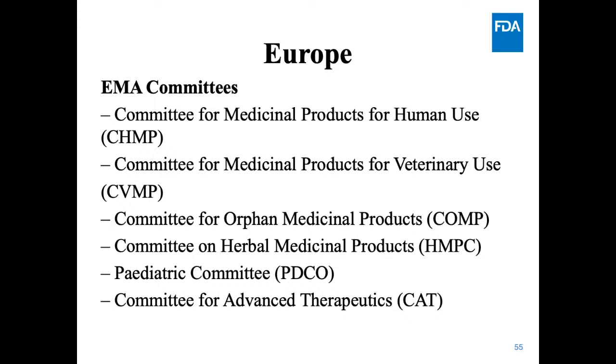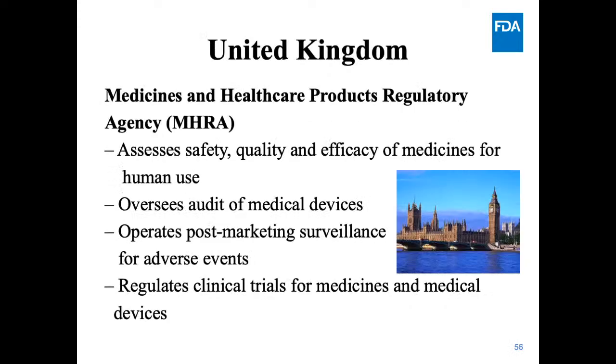CAT. In the United Kingdom, there is the Medicines and Healthcare products Regulatory Agency, MHRA. It is one of the most important bodies of the United Kingdom, which assesses the safety, quality, and efficacy of medicines for human use, oversees audit of medical devices, operates post-marketing surveillance for adverse events, and regulates clinical trials for medicines and medical devices.